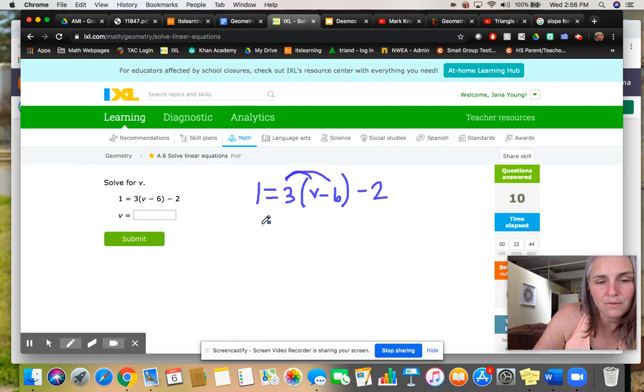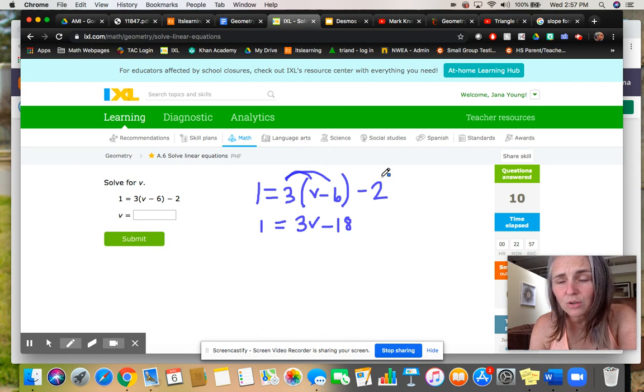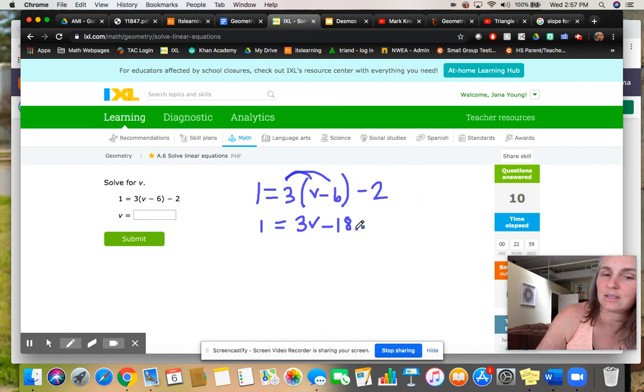Distribute. 1 is equal to 3v, right? 3 times v, 3v. 3 times negative 6, minus 18. And then does this 3 distribute to this 2? Nope, because it's not in the parentheses. So the minus 2 doesn't get to play. It just has to stay like it is. So it's just a minus 2 still.